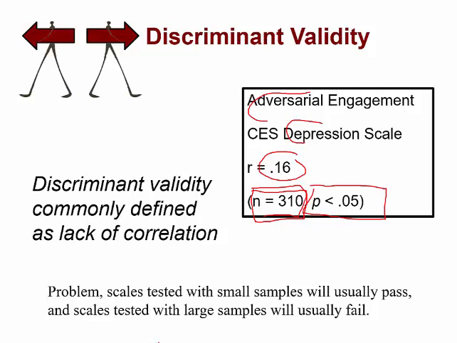Now, one problem with this is just the issue that it's kind of unreasonable to think that depression and adversarial engagement would have a zero correlation. But another problem, and really the big problem with this, is that I have a test that's based on sample size. And so if I have a small sample, then just about everything's going to be non-significant. And if I have a huge sample, just about everything's going to be significant. I'm not so much testing discriminant validity as I am testing the size of my sample. And so this really isn't a good way to provide useful information about the discriminant validity of the scale, at least from my opinion. Even though it's the usual approach, it certainly has problems.